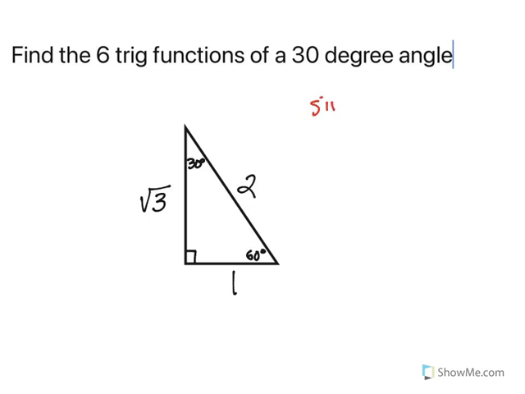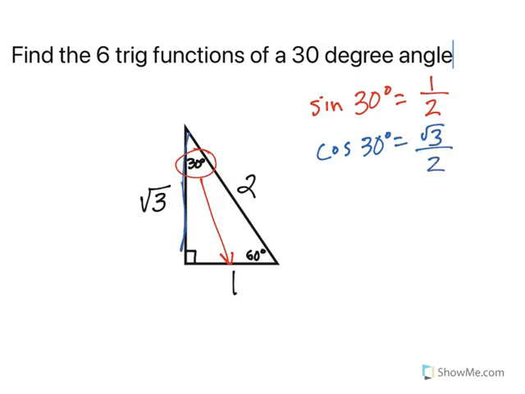So if we start with the sine, we're dealing with 30 degrees. So here's 30. So sine is opposite over hypotenuse. Then I do the cosine of 30, which is the adjacent, square root of 3, over the hypotenuse. And the tangent, which we know is opposite over adjacent.